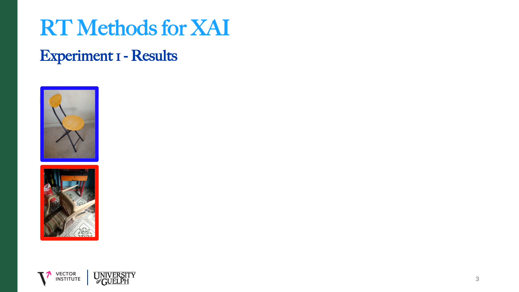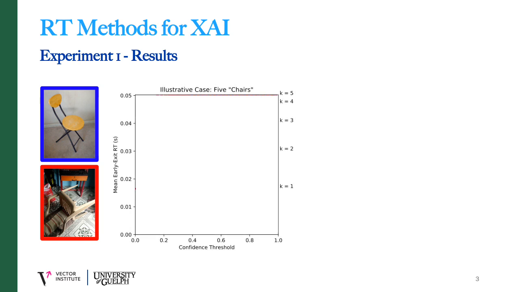The first panel on the left here shows a representative input from ImageNet on the top and ObjectNet on the bottom. Both are chairs, but one is more canonical than the other. And I've highlighted ImageNet in blue and ObjectNet in red, and we'll use those colors going forward. The second panel contains a graph showing the response time on the vertical axis required to reach the confidence threshold on the horizontal axis for 5 randomly selected chairs from both test sets. The values of k equals 1 through 5 on the right vertical axis show the response time for each of the 5 auxiliary classifiers.